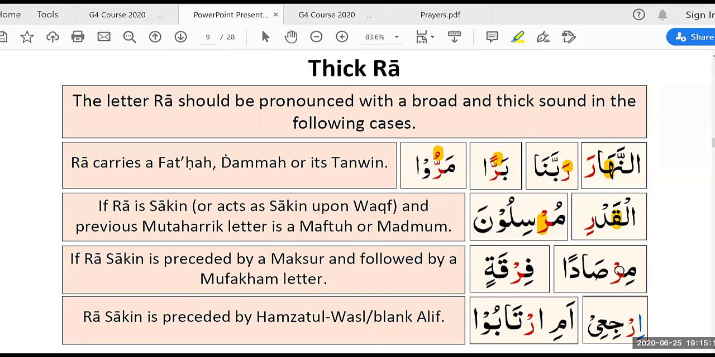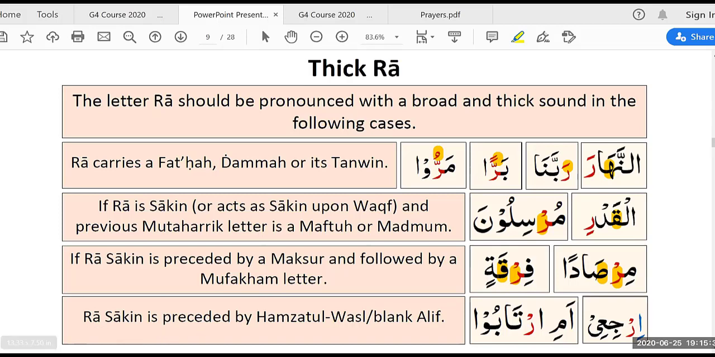So the next one is if Ra sakin is preceded by a maksoor and followed by a mufakham letter. So again, Ra is sakin and the previous letter is carrying a kasra. However, the following letter is a mufakham, and that is what ultimately decides that Ra is going to be thick.